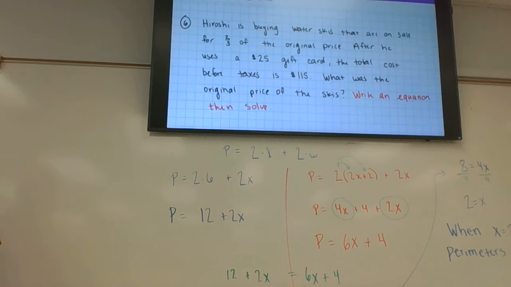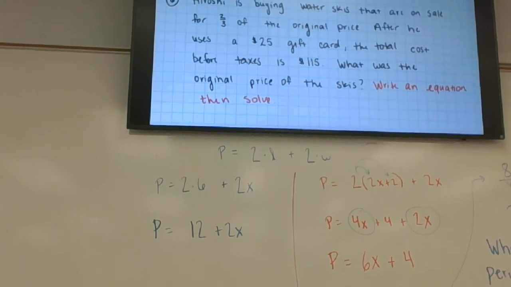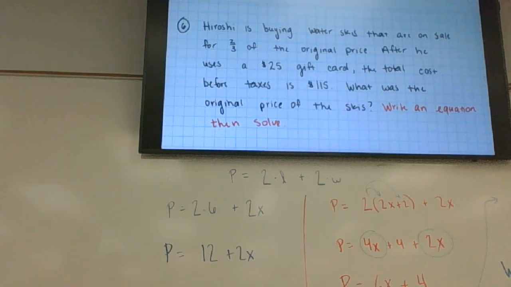Can I read? Yeah, go ahead. Go ahead and read out loud like you were. Hiroshi is buying water skis that are on sale for 2/3 of the original price. After he uses a $25 gift card, the total cost before taxes is $115. What was the original price of the skis? Write an equation and solve. Sorry.